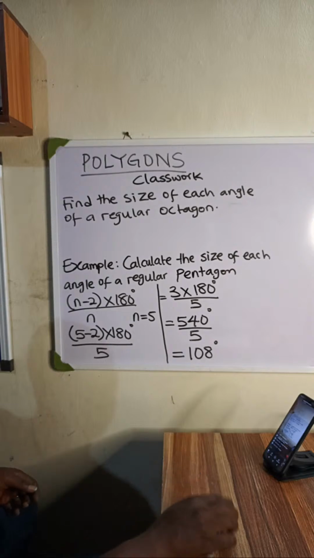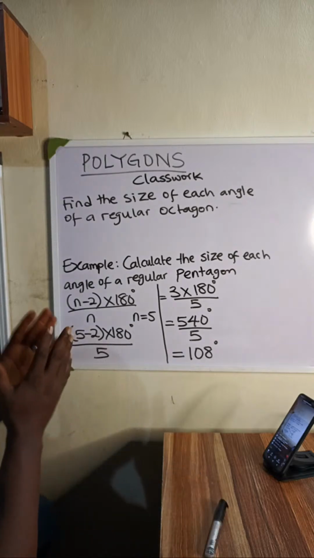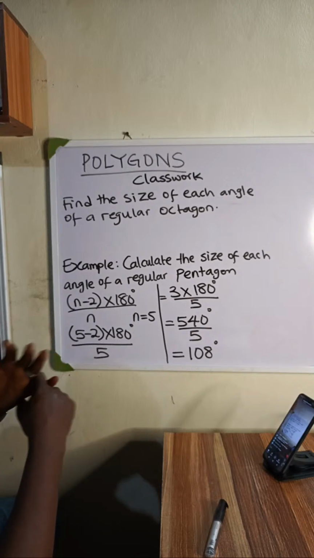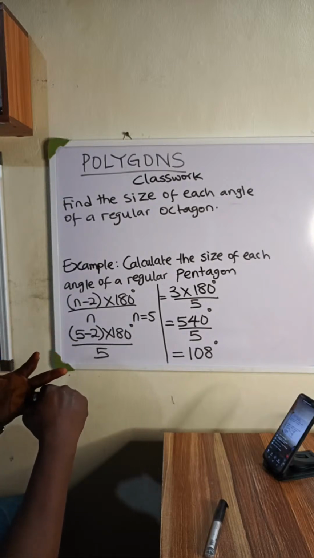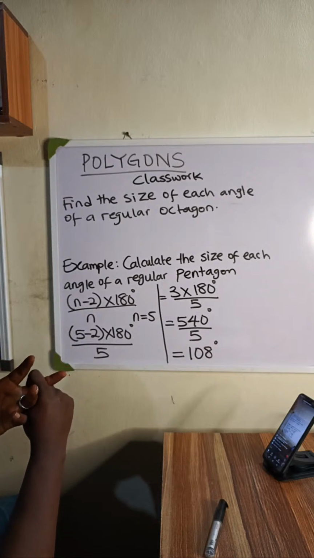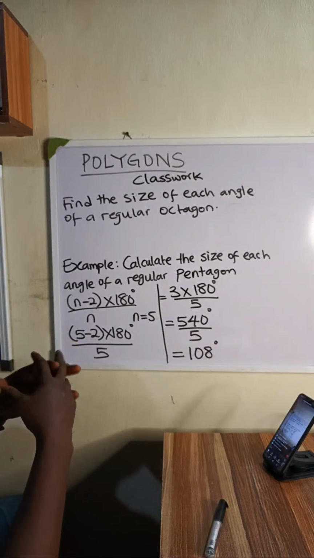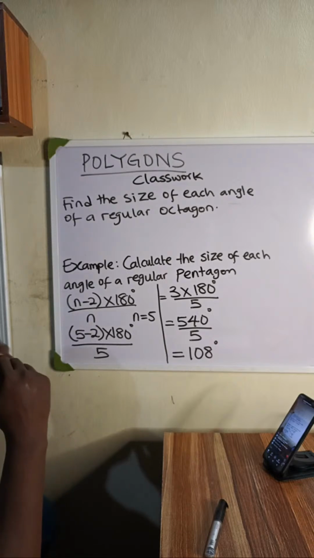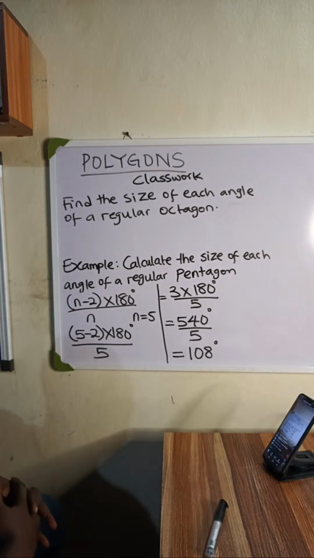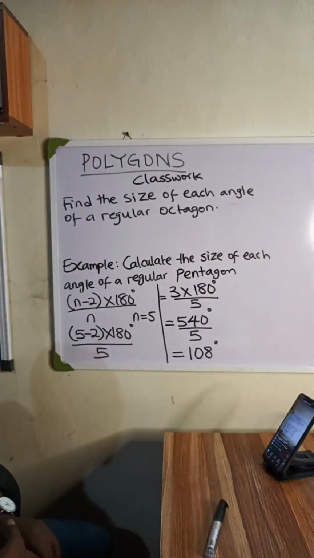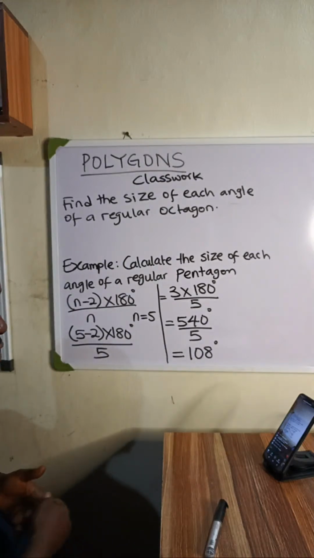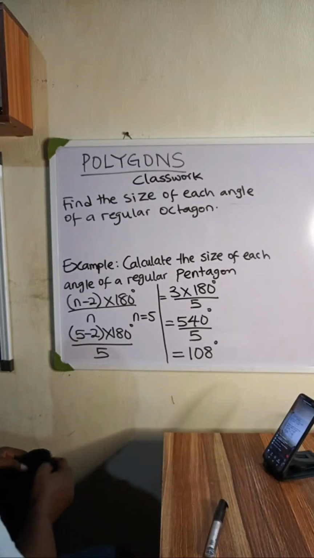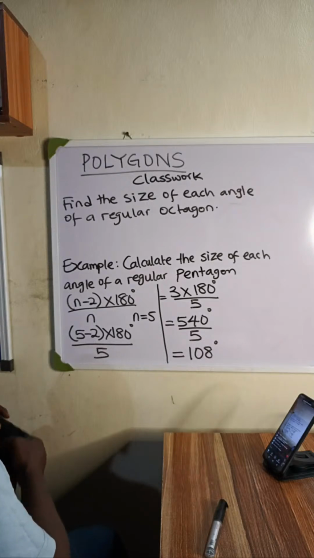Correct? Okay. So in today's class, we've learned about what a polygon is. We've seen the different types of polygon. We've also looked at how to calculate the sum of angles in a polygon. We've seen how to calculate the size of each angle of a regular polygon. Now we are going to consider how to calculate missing angles in a polygon. I am hoping that we'll do that in the next 15 minutes.